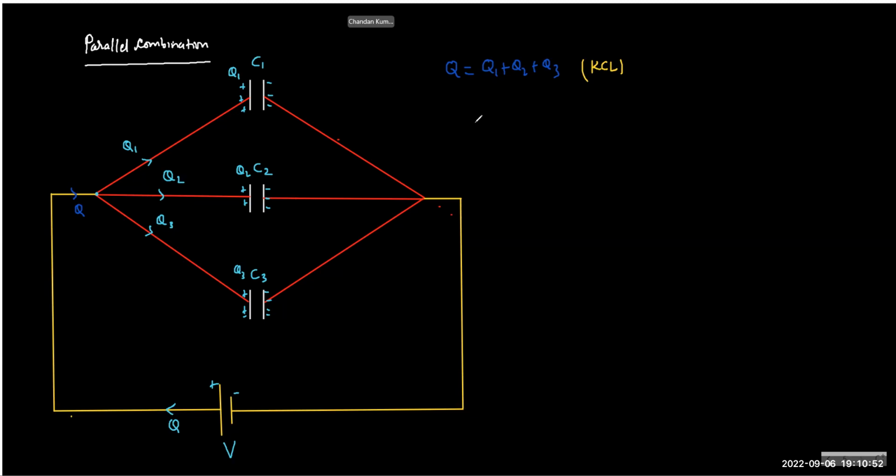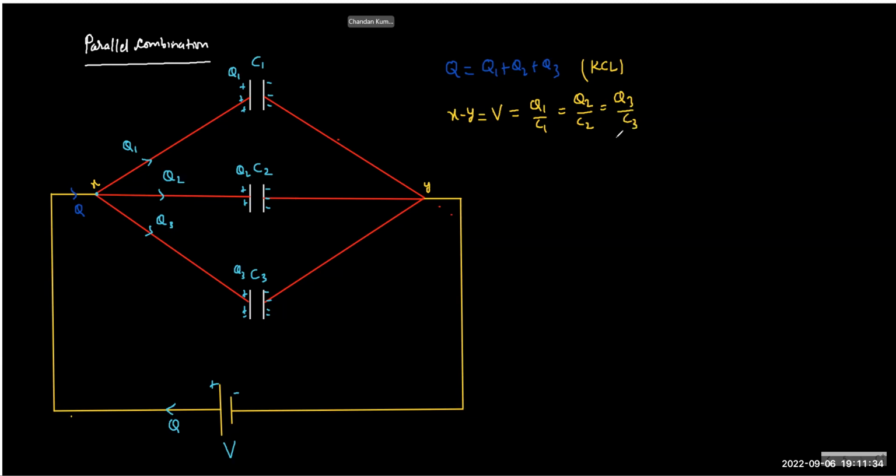Now, what are you trying to achieve? Look at this carefully: the left plate of every capacitor has the same terminal, and all the right plates have the same terminal. Because they have the common terminal, the potential difference must be common, isn't it? So X minus Y must be equal to V, and it is similar to Q1 by C1, Q2 by C2, Q3 by C3. You can write like this, right?